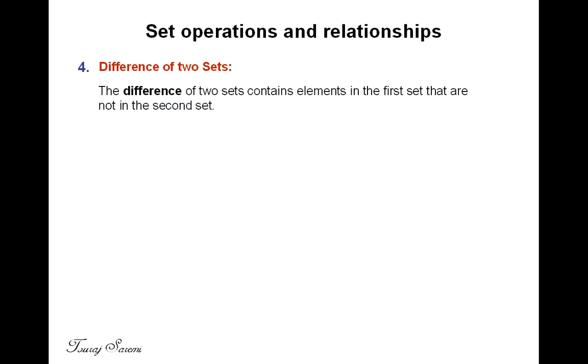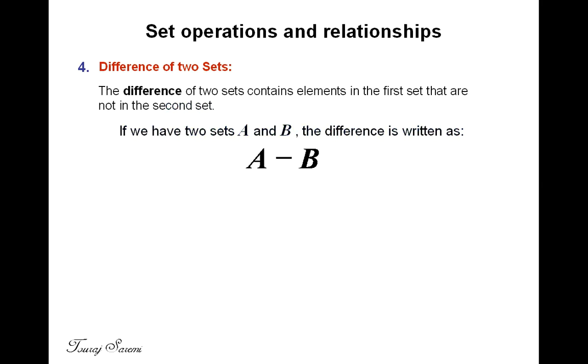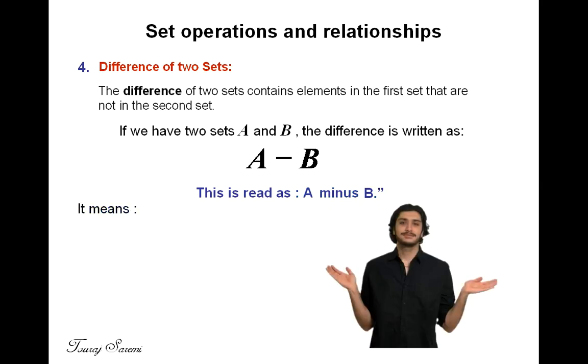4. Difference of two sets. The difference of two sets contains elements in the first set that are not in the second set. If we have two sets A and B, the difference is written as shown. This is read as A minus B. It means all the elements that belong to A, but not to B.